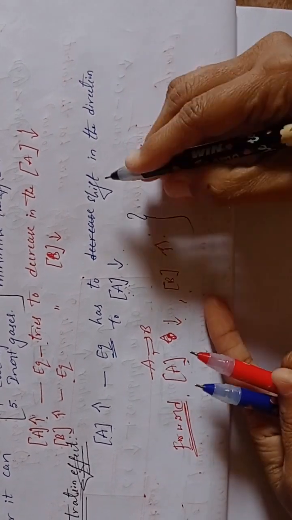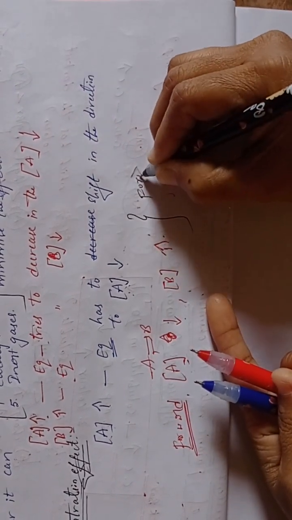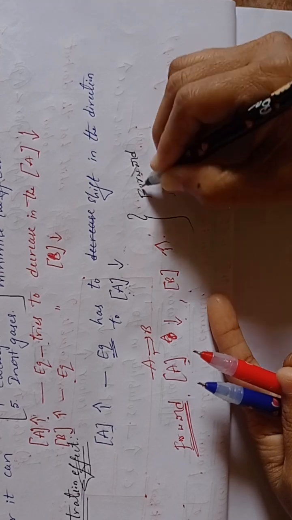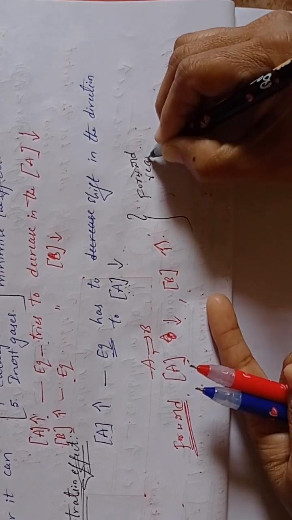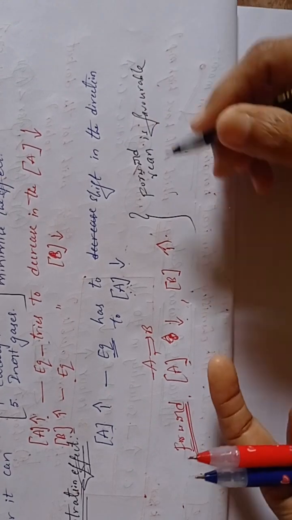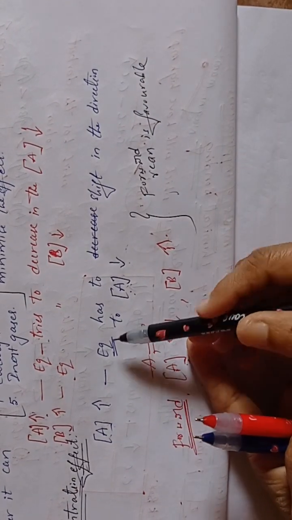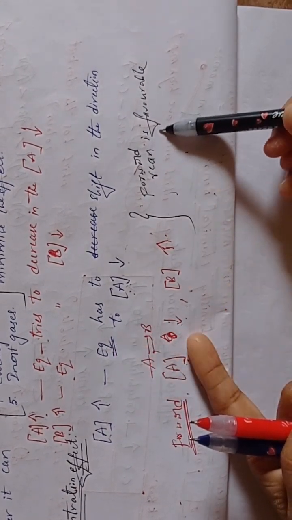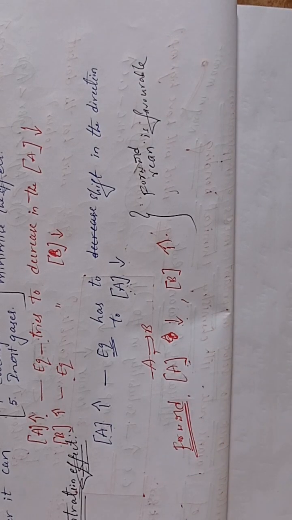So which reaction is favorable, students? Forward reaction is favorable. That means equilibrium shifts in the forward direction. Clear? In the forward reaction, the concentration of the reactant decreases, so that's why equilibrium shifts in the forward direction. Clear? So this is the first case.